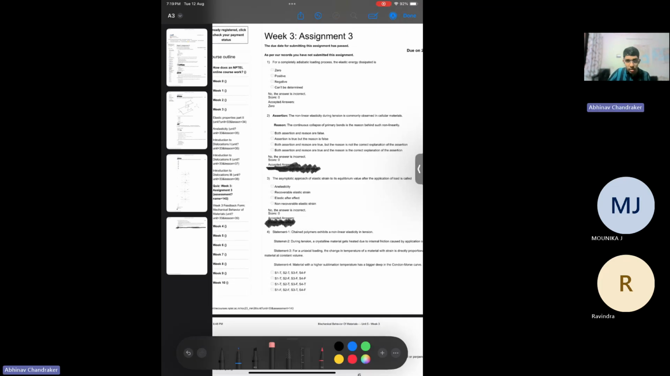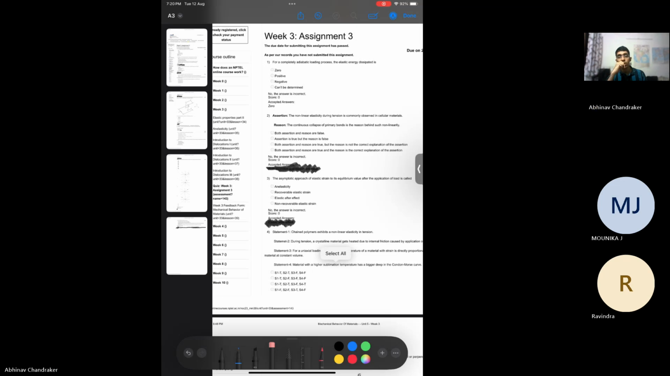The next question is, the assertion: non-elasticity during tension is commonly observed in cellular materials. Reason: the continuous collapse of primary bonds is the reason behind such non-linearity. We have talked about it at the start of the summarization. Non-elasticity is seen during compression in cellular material. So the assertion is wrong. The collapse of primary bonds is the reason for such non-linearity?